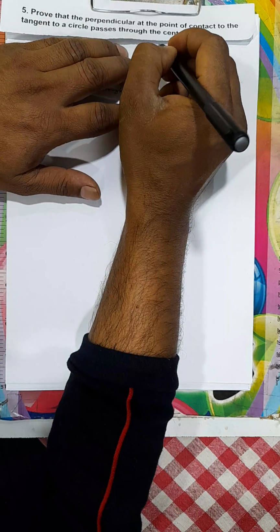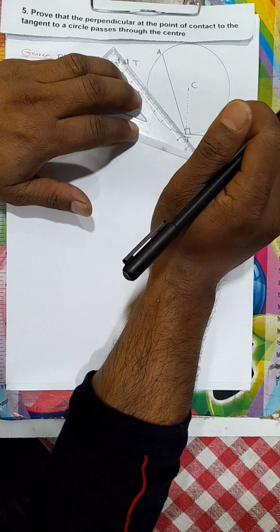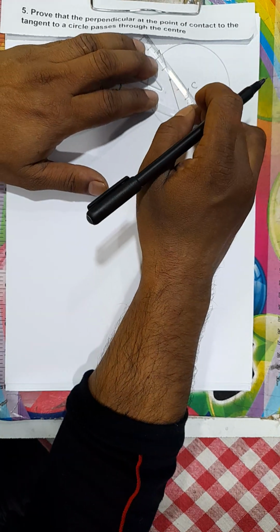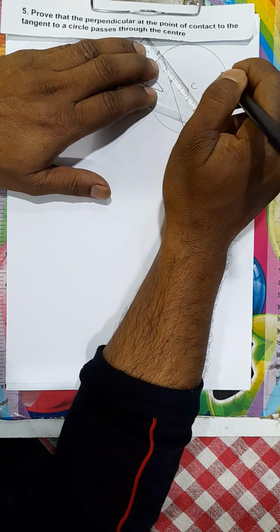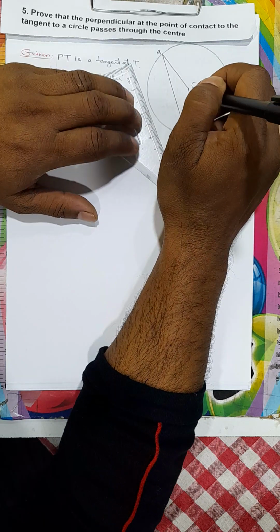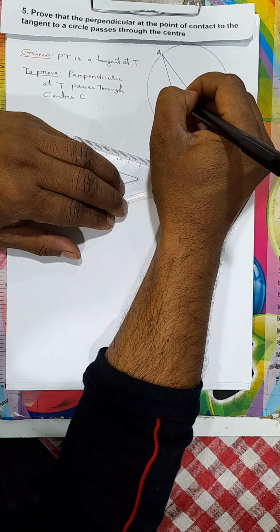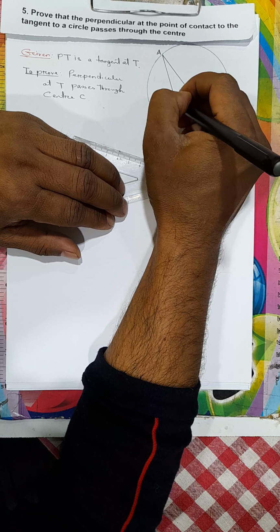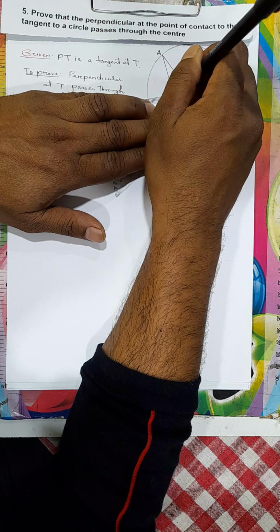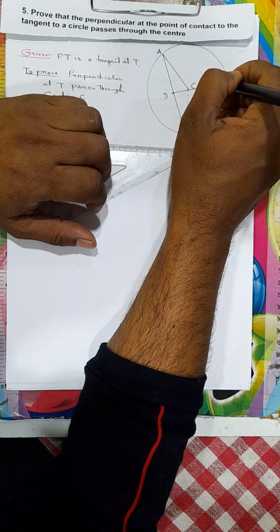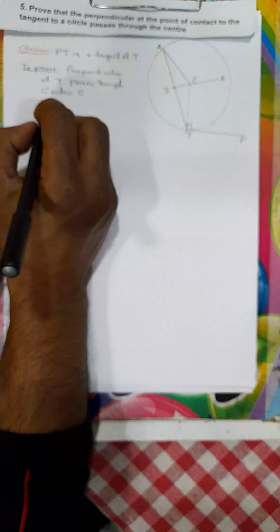So let's say this is TA, this chord which is perpendicular to the tangent PT at point T. So we are joining center C with A, and we are joining center C with T. Then let's take the middle point of AT. Suppose this is point D. Then we are extending DC to a point, suppose this is B, right? So these are some additional construction.